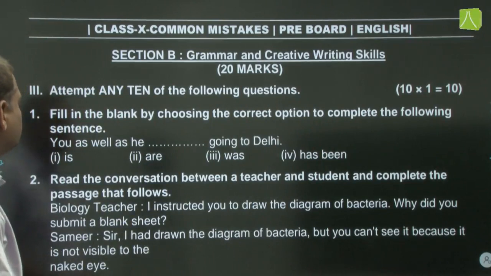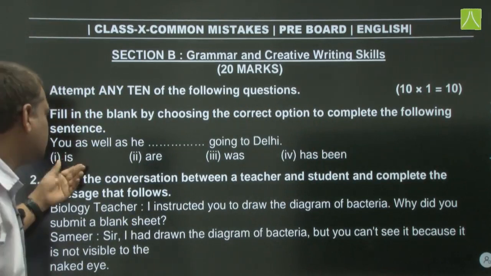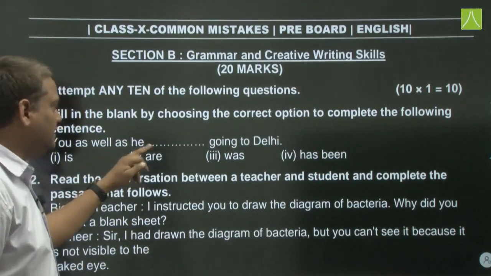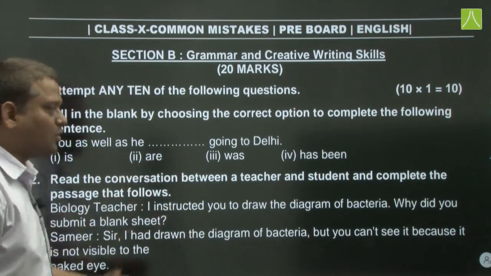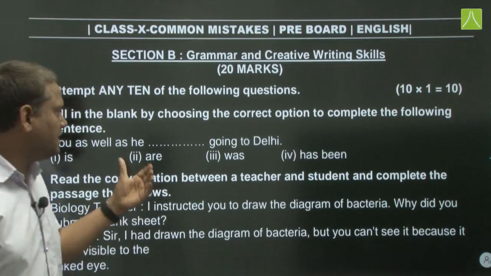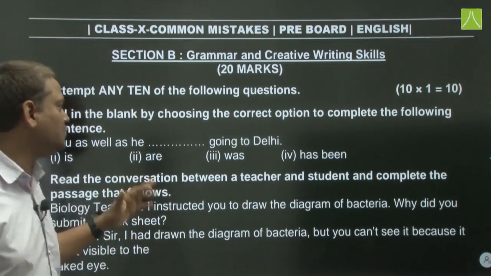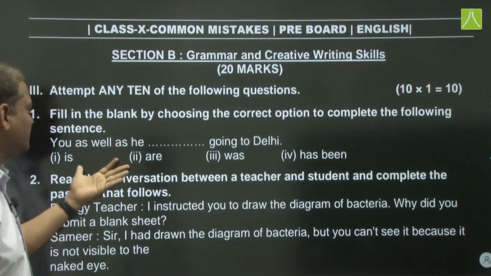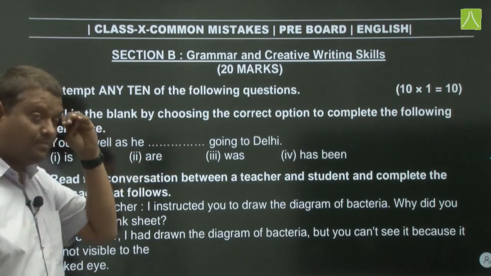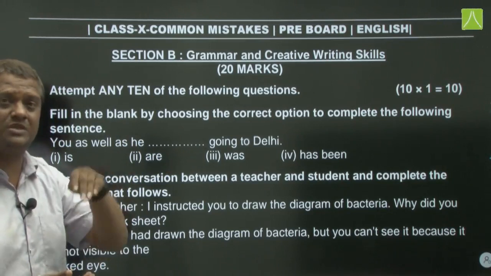Like here we have some questions. You as well as he dash going to Delhi. Now it's a matter to be in a hurry. If we are using he, then with he, is will come, what is the problem? He is going to Delhi, but it's a question from subject verb agreement.